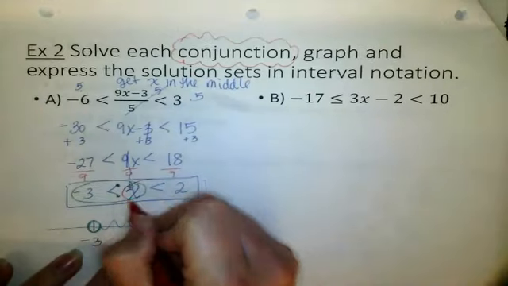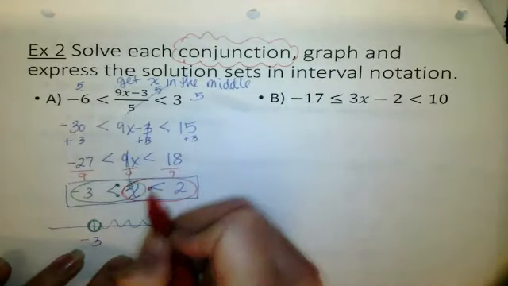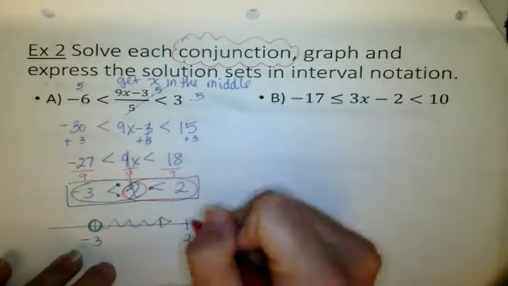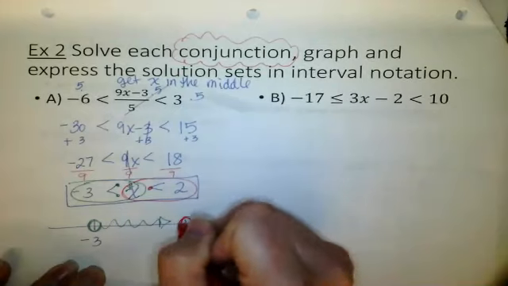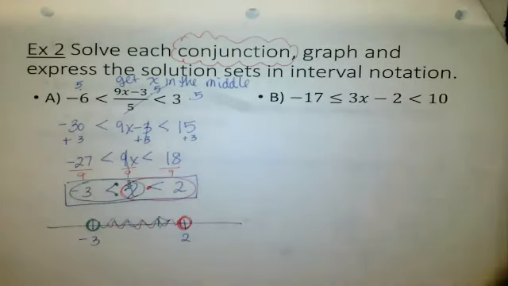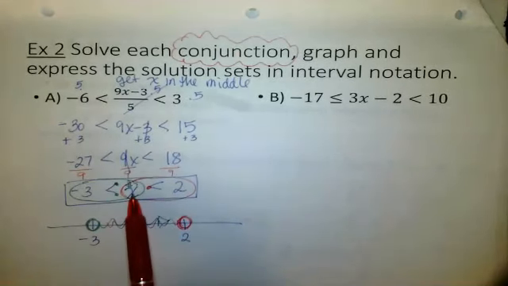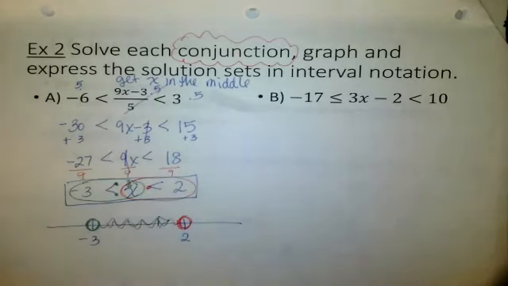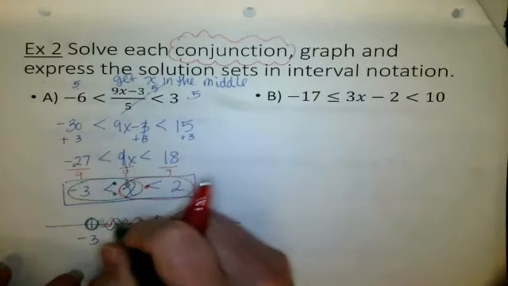And then over here, I have another inequality that says I want numbers less than 2. So that's an open circle at 2, and that would be shading to the left. And it technically goes on forever. But when we have a conjunction, that x has to work for both. So it's in between. So we only show in between.